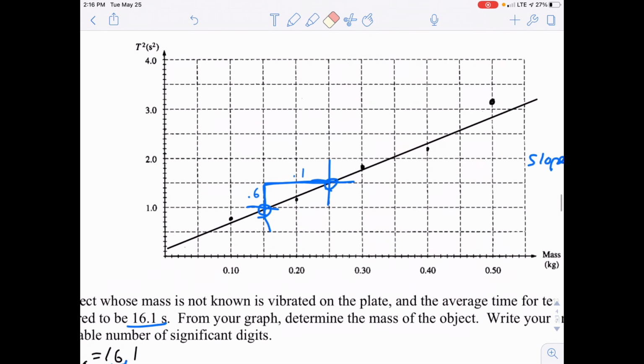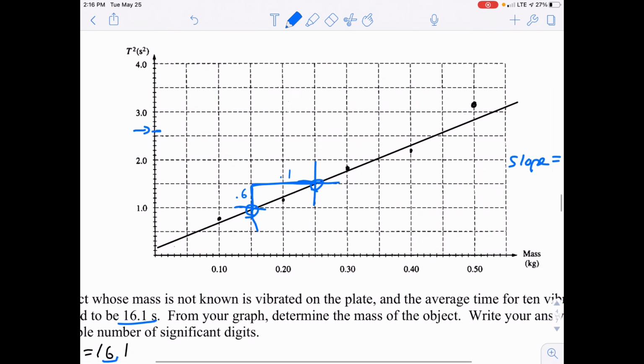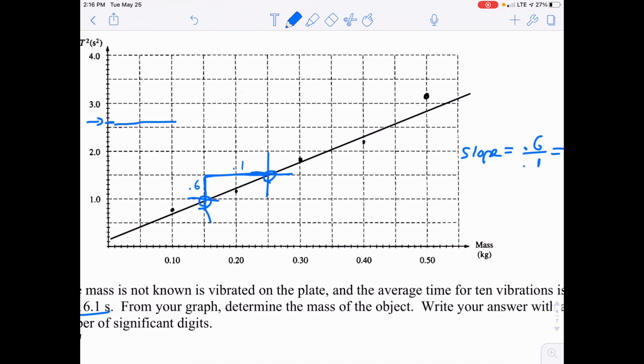Then what we do, ladies and gentlemen, is we go to 2.6 seconds squared on the graph, which is exactly right here. You follow it over all the way to the graph, which is right here. Then you can see it meets the graph right at that spot. Then you simply go down and you are interpolating what the data is. That would be approximately 0.45 kilograms.